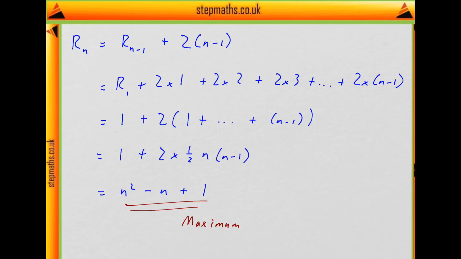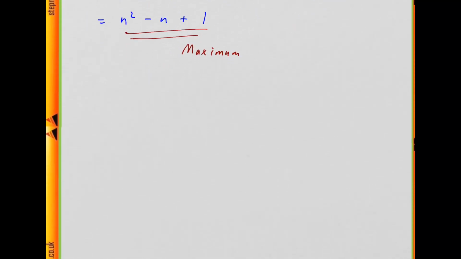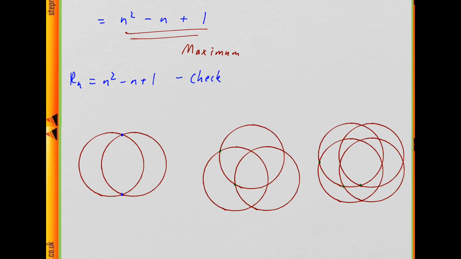So we were advised in the question to check this, so let's do that quickly. So we're going to check this formula for the maximum. Here I've drawn figures with 2, 3 and 4 circles. In the case where there's 2 circles, we've obviously got 3 regions, I'm not going to label them. And then we stick in n equals 2 in here, we get 4 minus 2 plus 1, that's 3, so okay, that works.